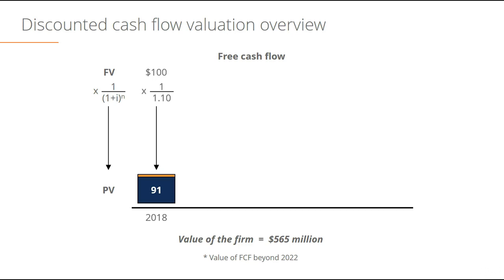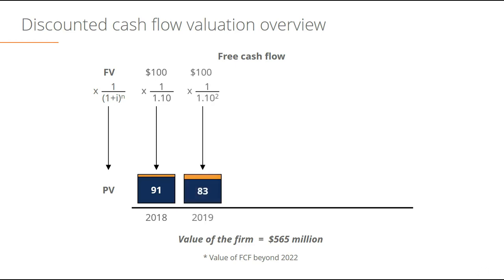If we look at an example of a cash flow that occurs in 2018, we have a discount factor, and the formula for the discount factor is 1 over 1 plus the rate, which is in this case 10%, to the power of the number of periods, in this case 1.